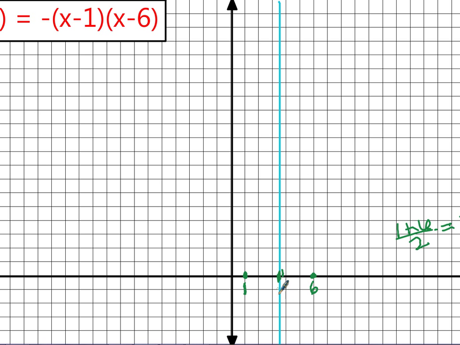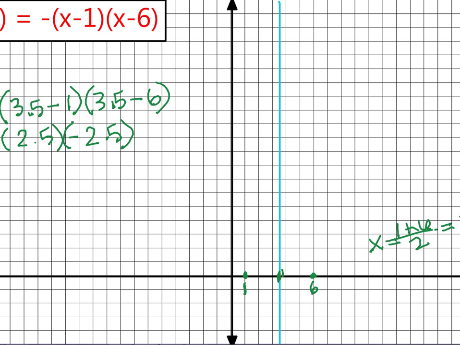So now I need to find the y value of my vertex. To do that, I'm going to plug in my axis of symmetry x value. So I'm going to have negative quantity 3.5 minus 1 times quantity 3.5 minus 6. I always have that negative out front. 3.5 minus 1 is 2.5. 3.5 minus 6 is negative 2.5.